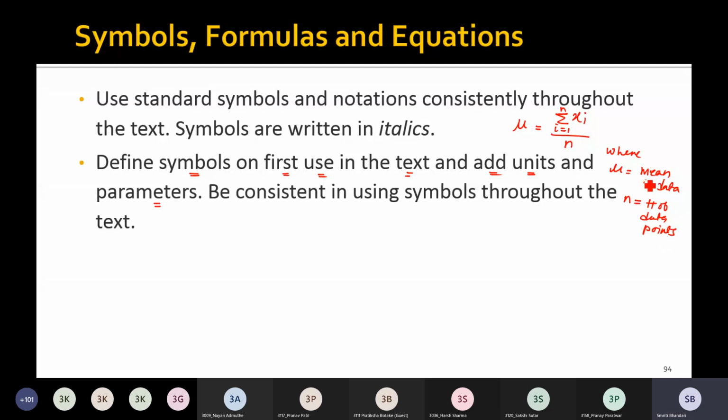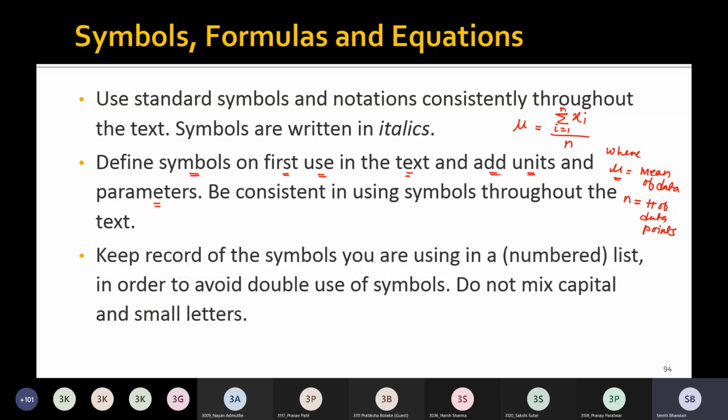So likewise, you should provide the meaning for each parameter, each symbol. If required, you should provide the unit for that particular symbol. Okay, so wherever you are using that particular symbol for the very first time, add the units, define that symbol, what you mean by that symbol, and be consistent in using that symbol throughout the text.